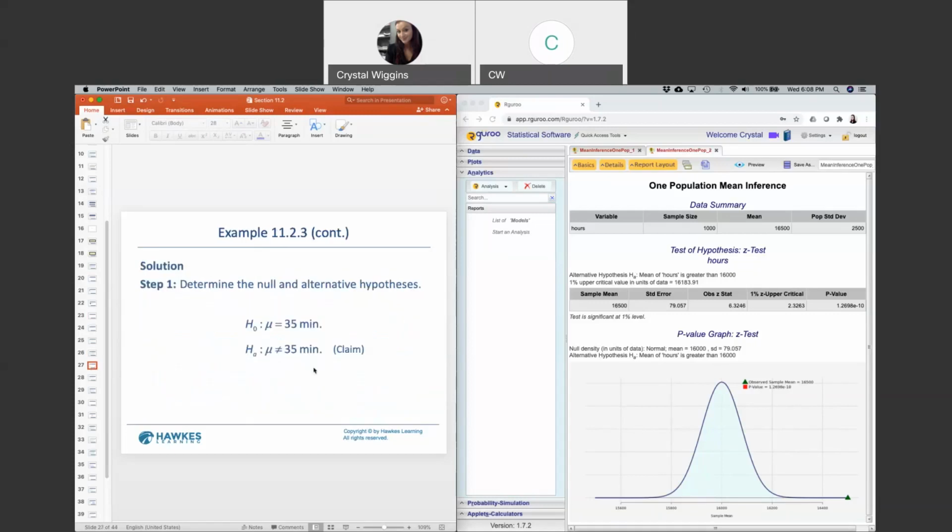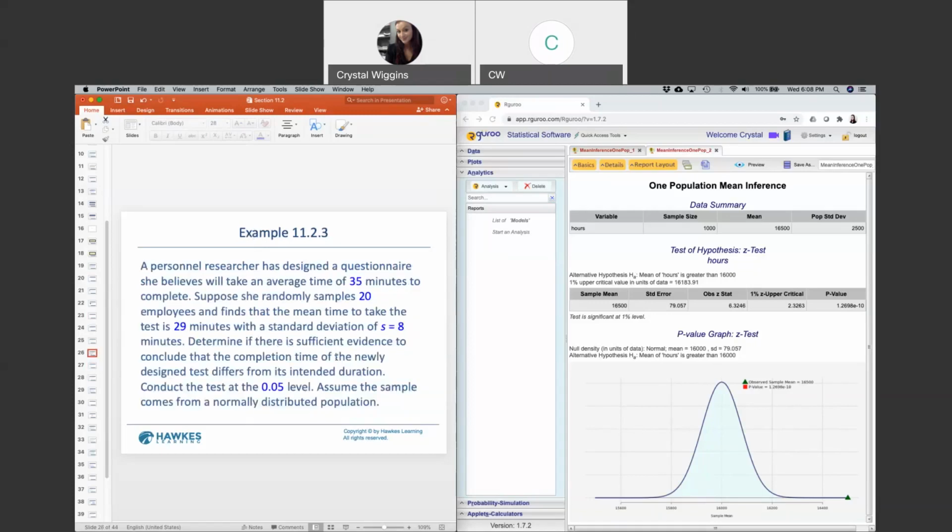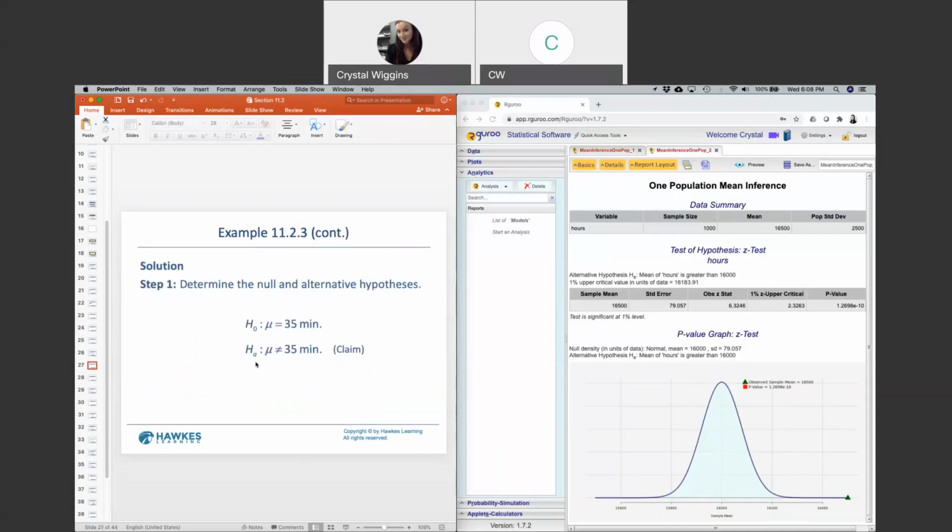So weirdly enough, our claims are always in the alternative so far. That's not always the case. I happen to pick examples where all of the claims are the alternative. If they said, determine whether the completion time is the same as the national average, that would be an equal to, and the claim would be labeled in the null. But since they want us to test the differs part, that's the not equal to sign. So that's our claim. And we build our complement to be the equal sign with the null in 35 minutes.